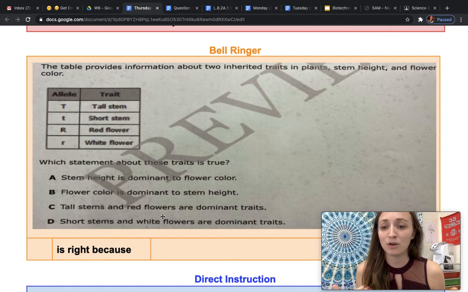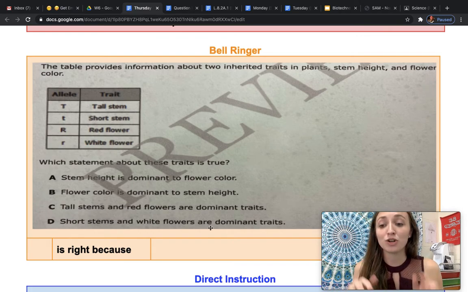D is not going to be correct because, well, let's take a look. It says short stems and white flowers are dominant. Since short stem has the lowercase t, we know that the lowercase letter represents a recessive trait. So the short stem is not going to be dominant, it's going to be recessive, and same for the white flowers. It has that lowercase r, so that is going to be recessive.